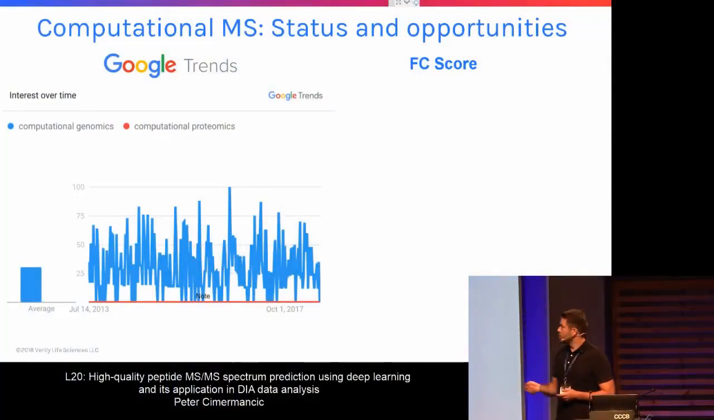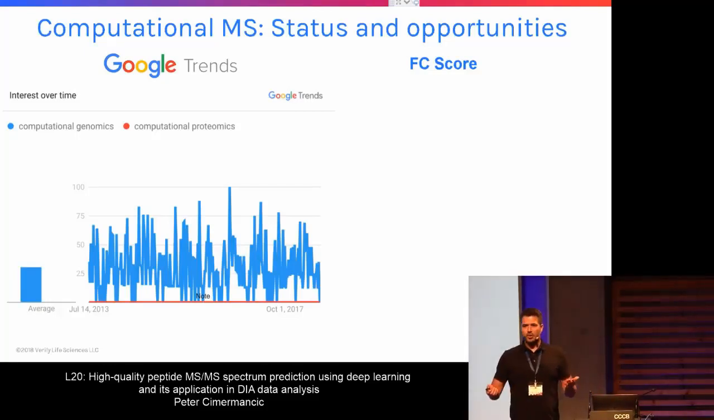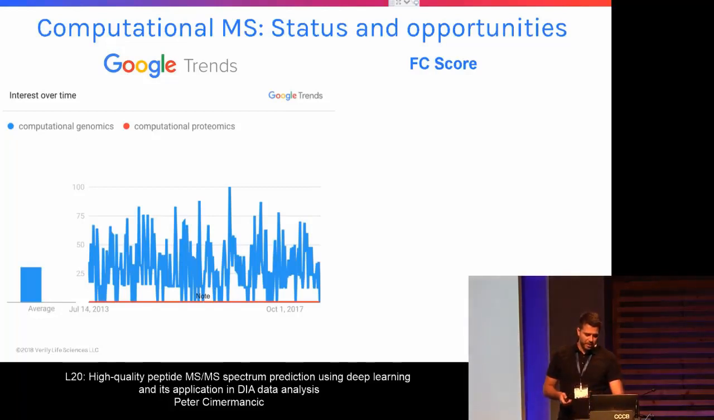For example, if you look at Google Trends for two terms, computational genomics and computational proteomics, you can see that computational genomics has quite a lot of interest over time. But the audience over here is probably a big portion of people who are interested in computational proteomics. And I take that as a huge opportunity. We can all develop something new and make computational proteomics very interesting.